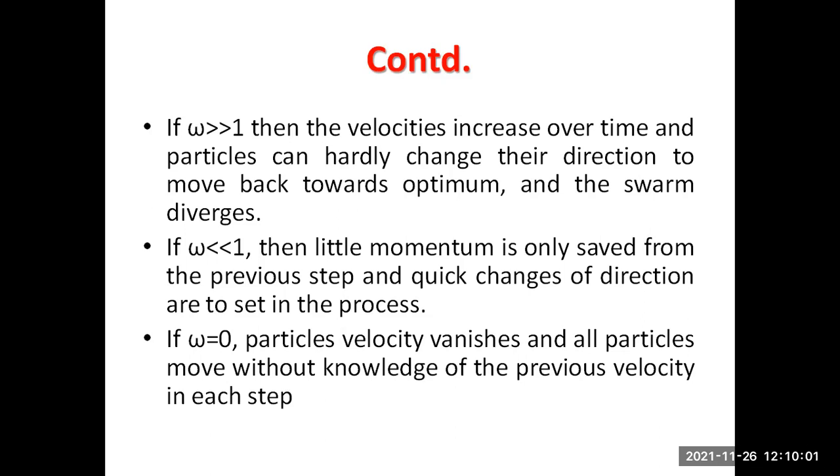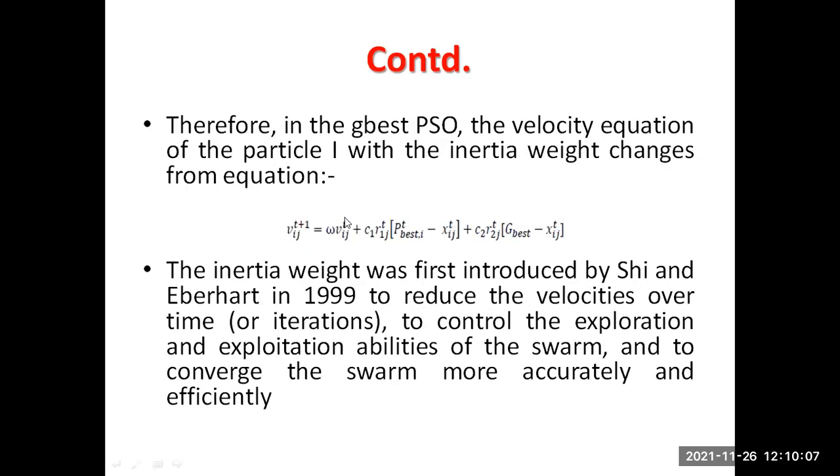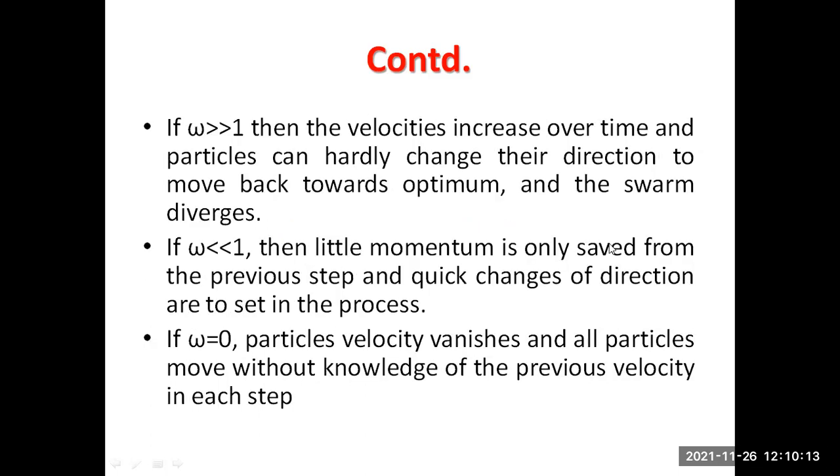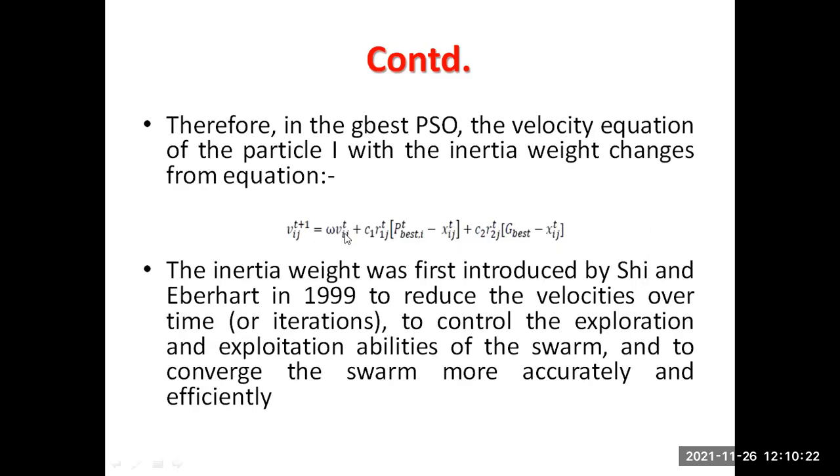Now, if omega is 0, then the particle's velocity vanishes. So omega 0 means there is no component. This component is totally 0, so it has no impact. Only these two components will be present. So that is not useful either. The particle's velocity vanishes and all particles move without knowledge of the previous velocity in each state. Previously you had some velocity, and if you make this term 0, the particles will not remember the previous velocity of that particle. That is not desirable, because based on previous experiences the particle moves in the subspace. So the previous experience is very important to update the position of the particles to the next level.